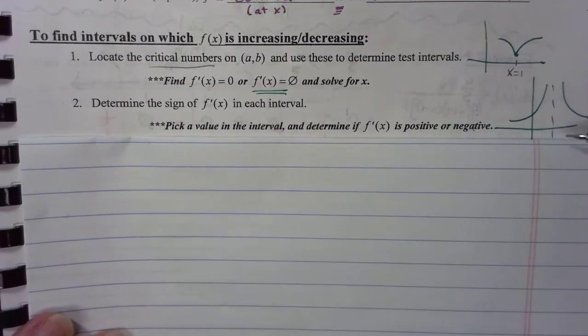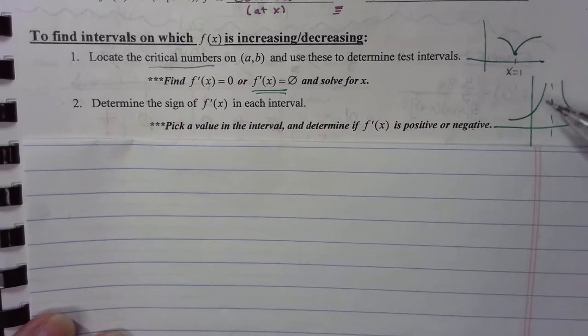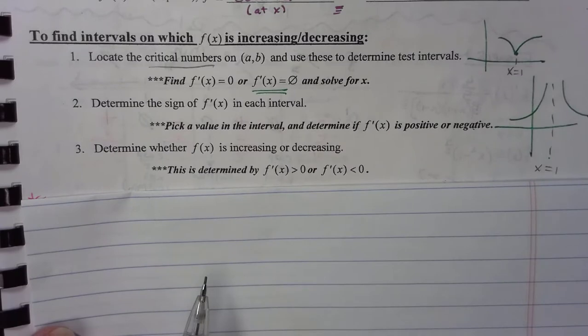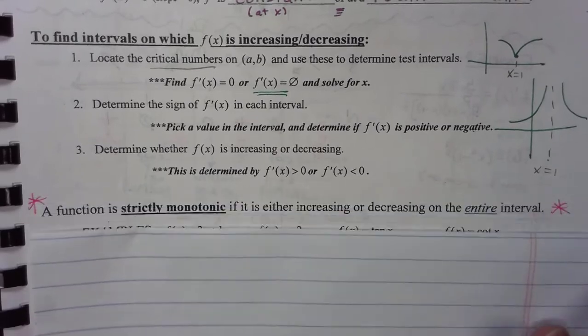For instance, let's say I have a vertical asymptote. Let's say on this side, the first derivative is positive. We know that means our function is increasing. Let's say that on this side, the first derivative is negative. We know that function is decreasing. Number 3, determine whether f is increasing or decreasing, and that's determined by f prime positive or negative.